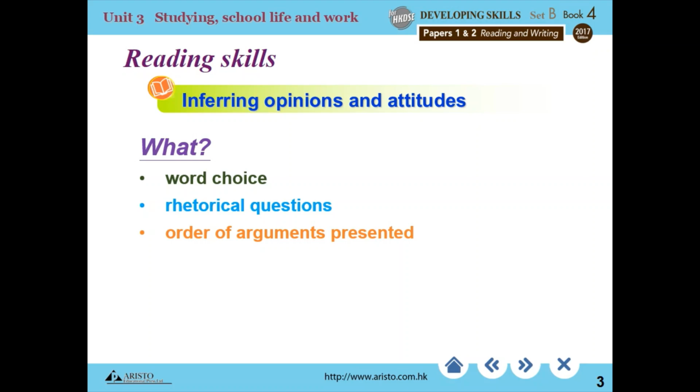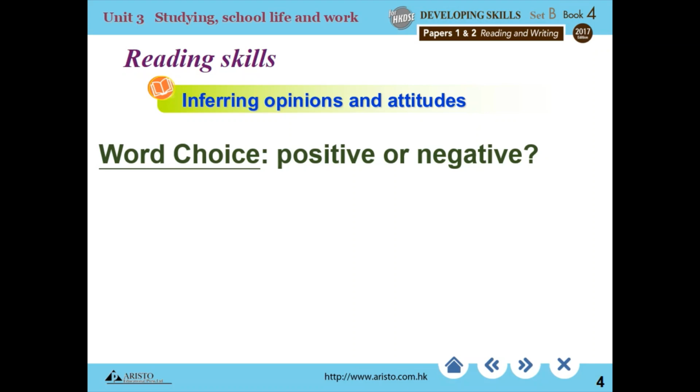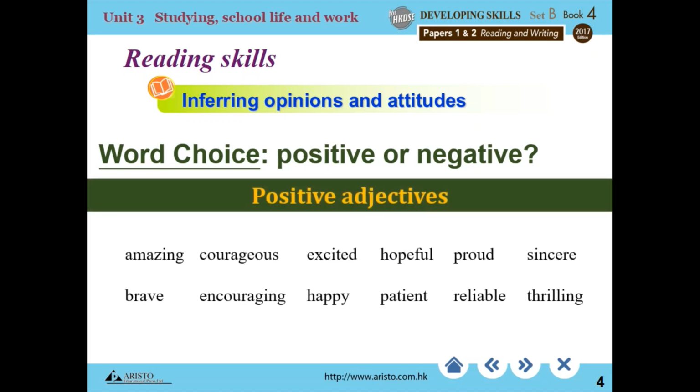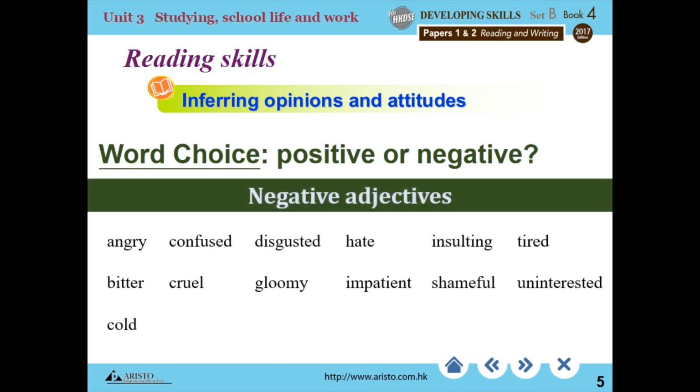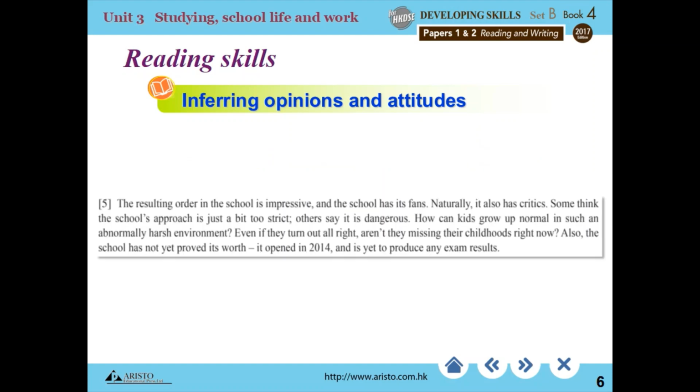A simple way to begin inferring the opinions and attitudes is to decide whether the word choice is positive or negative. Here are some adjectives that are usually used to express positive opinions or attitudes about something or someone. And here are some adjectives that are usually used to express negative opinions or attitudes about something or someone. Let's take a look at an example here.